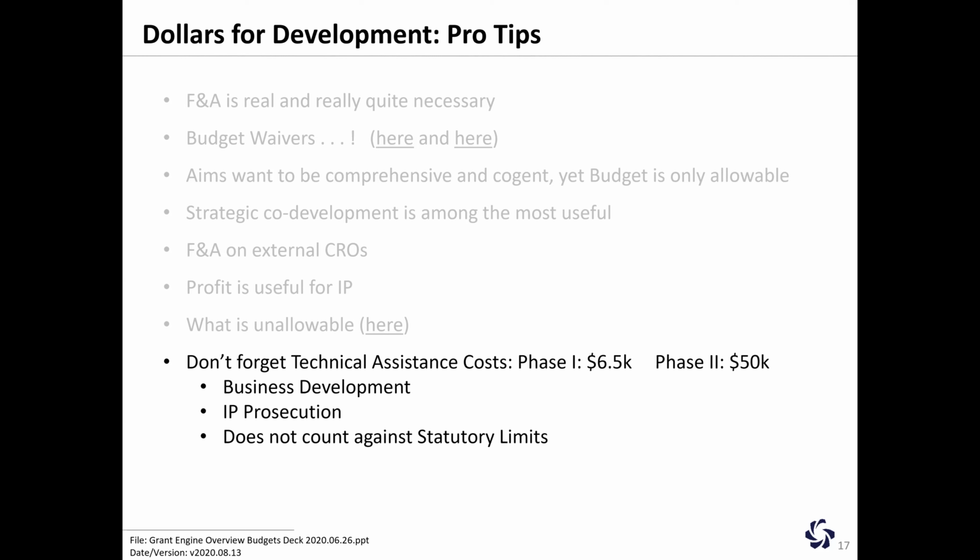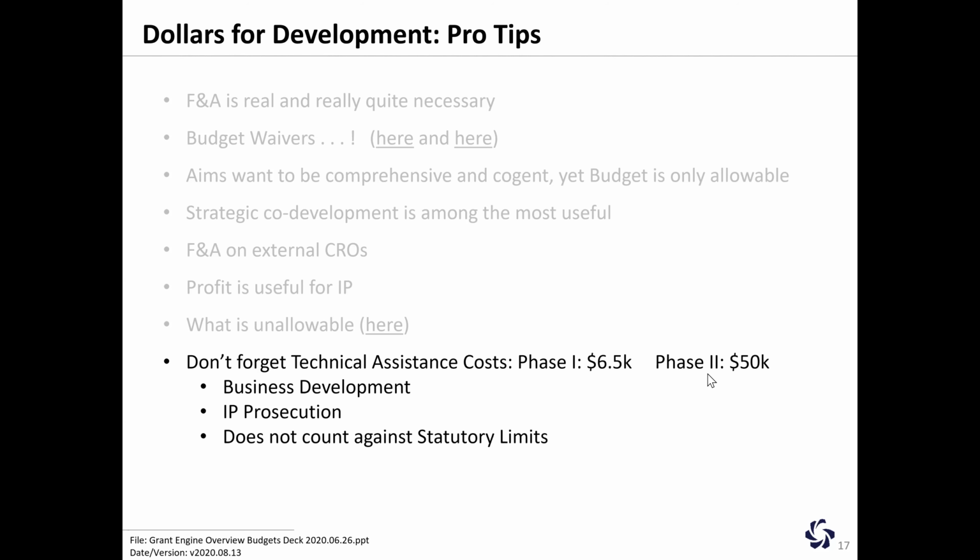Bottom line could be the most important. I mean, they're all important, but this is something that is not as widely known, this concept of something called technical assistance costs. This is a very interesting bucket for a line item in the budget that caps out at $6,500 for a phase 1 and $50,000 for a phase 2.